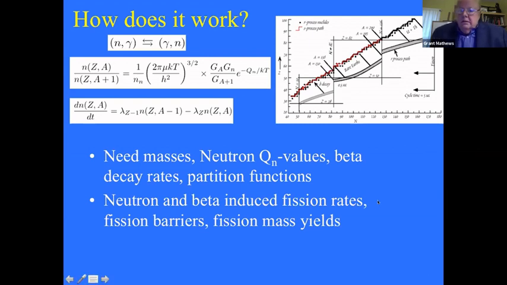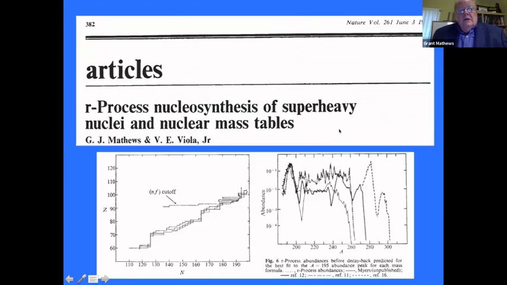Let's see. It was interesting. This came up in the questions of the last talk. My first paper on the R process was 45 years ago. It's hard to believe already. And in fact, a very popular topic at that time was whether or not the R process could produce superheavy nuclei. And this actually illustrates the problem that's been with us for 45 years. Exactly where, in those days we thought it was just neutron-induced fission. As Taka pointed out, beta-induced fission may be just as important or more important.